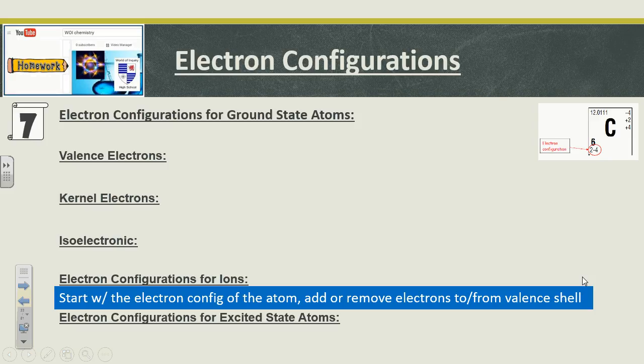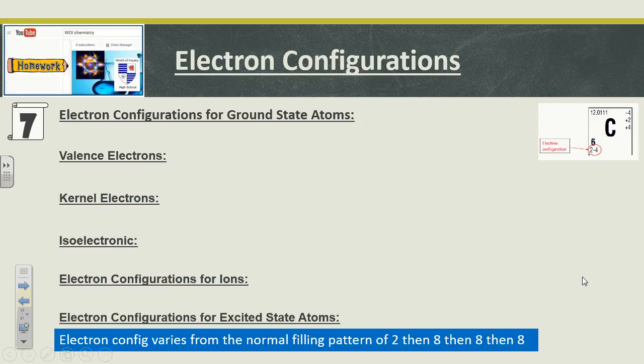Okay, electron configuration for ions. Well, I start with the electron configuration of the base atom, then I add or remove electrons based on what kind of ion I formed, and I will always take those electrons from the outermost valence shell, or add them to the outermost valence shell. That's the key, not the inside, the outside.